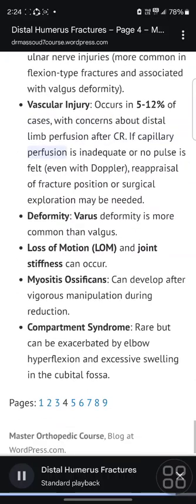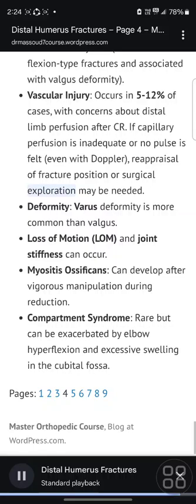If capillary perfusion is inadequate or no pulse is felt, even with Doppler, reappraisal of fracture position or surgical exploration may be needed. Deformity. Varus deformity is more common than valgus. Loss of motion, LOM, and joint stiffness can occur. Myositis ossificans can develop after vigorous manipulation during reduction. Compartment syndrome. Rare but can be exacerbated by elbow hyperflexion and excessive swelling in the cubital fossa.